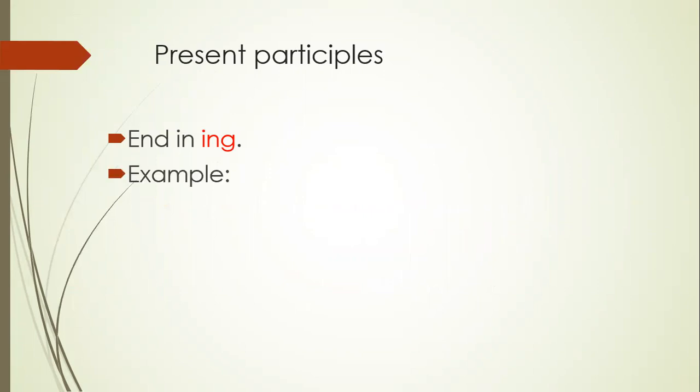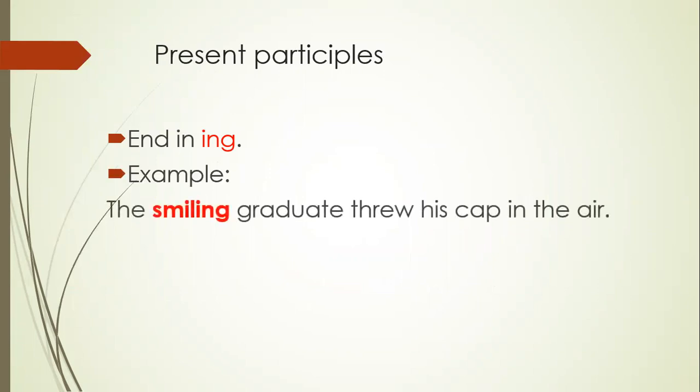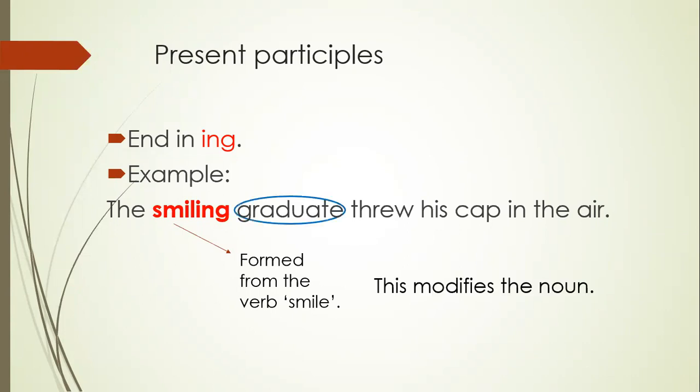Let's have a look at this example. The smiling graduate threw his cap in the air. Now the words smiling and threw on their own are verbs. However, here, if we look at the word smiling, it is seen as an adjective. It's taken from the verb smile, which then modifies the noun graduate. So threw is a verb. I could say the graduate threw his cap in the air. So the word smiling describes the graduate.